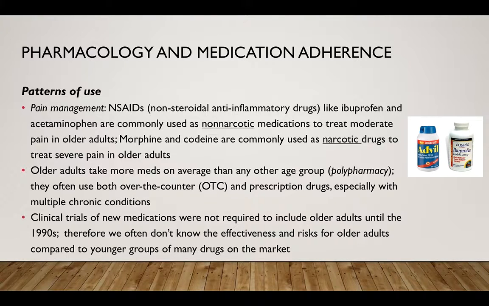Until the 1990s, clinical trials of new medications were not required to include older adults. A lot of this is due to age discrimination, so they were not selected for studies and were not required to be selected for studies. Therefore, we often don't know about the effectiveness and risks for older adults compared to younger groups of many drugs that are currently on the market.